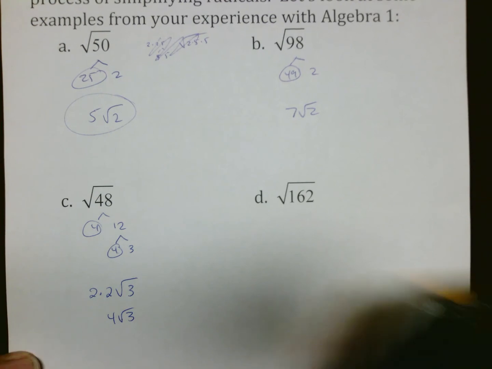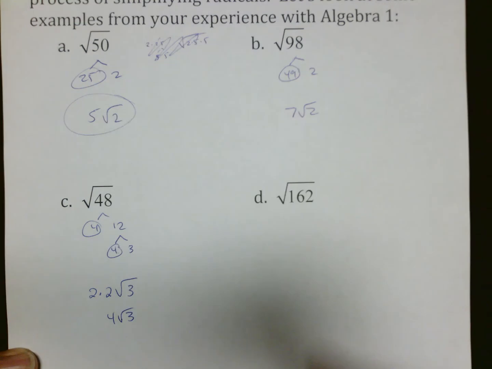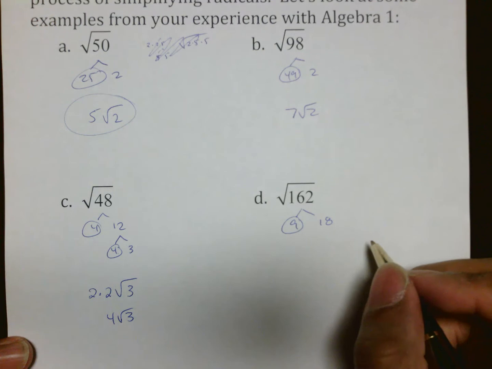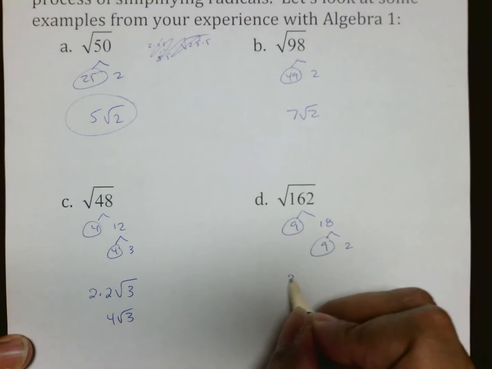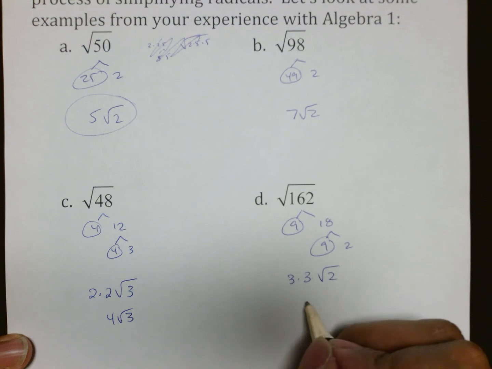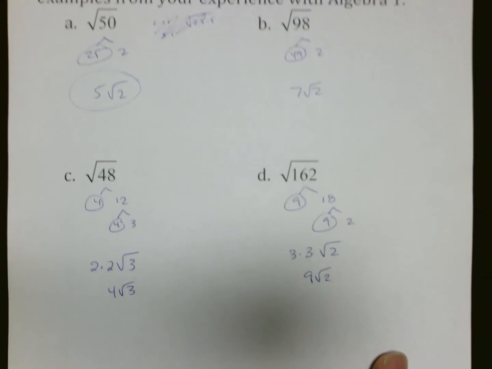Again, 162, I don't think it goes into 4. 162, I don't believe, actually it does go into 9. Is 18, so it is 9 times 18. Again, that's a perfect square. 18 is also 9 times 2, which is a perfect square, so we end up with 3, and another 3 coming out with a 2 on the inside. 3 times 3 makes 9 root 2, which again I'm not going to check, but that is what it is.